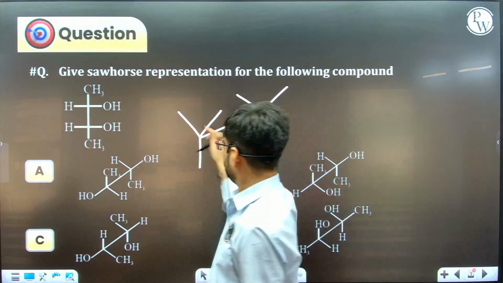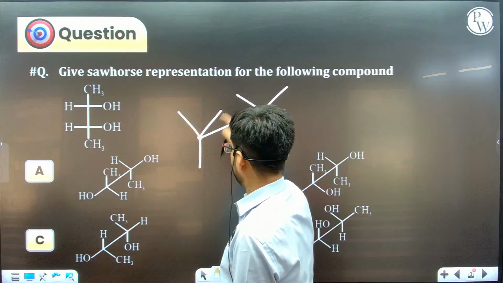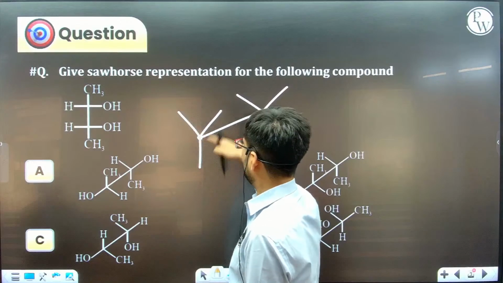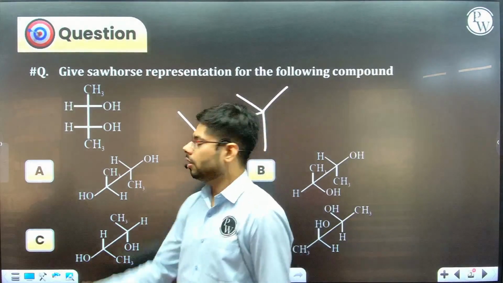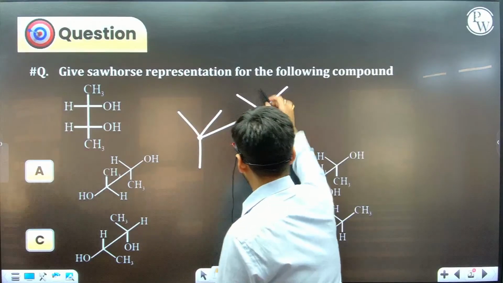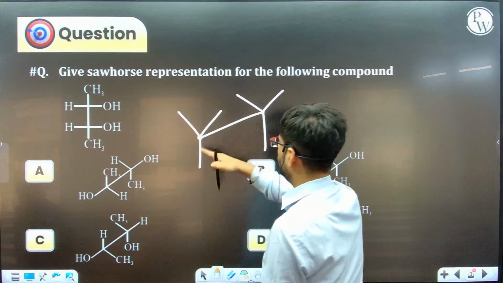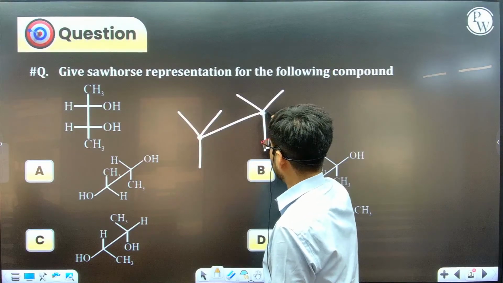That means you have to draw 2 Y's. If you look at this carbon, from this you have these 2 bonds coming out and this bond goes vertically down. So these represent Y in the English alphabet. Similarly, this is also another Y. So you must draw 2 Y's. This is one carbon, this is the other carbon.